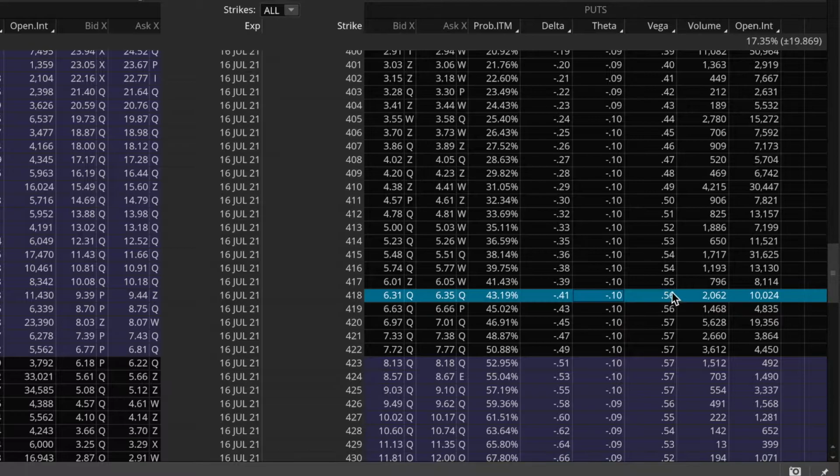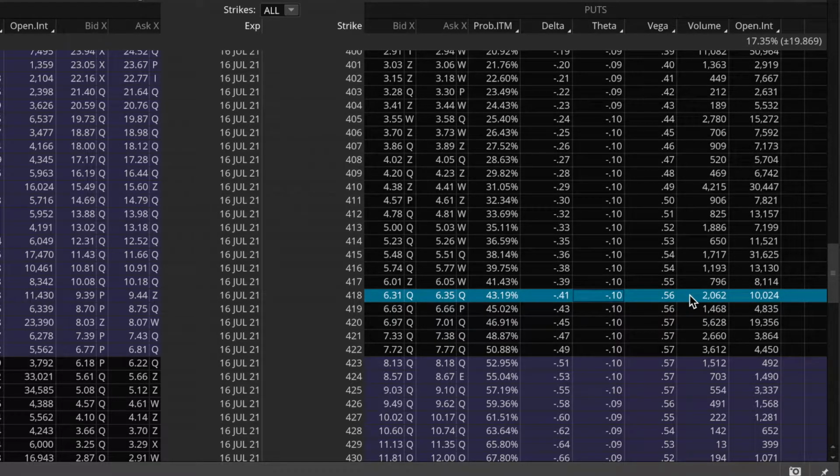And finally, what about Vega? Now, Vega will tell you how much the price of a contract will change for a 1% move in implied volatility. So for example, looking back at the 418 strike put option, the Vega value here is 56. So if implied volatility for SPY increases by 1%, the price of this contract is going to increase by $56. And then conversely, if implied volatility contracts by 1%, then the price of this put option will fall by $56.